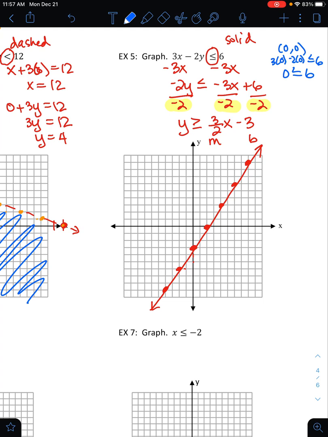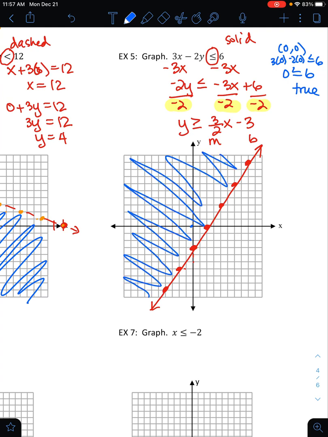So you have to decide, is 0 less than or equal to 6? Yes, 0 is smaller than 6. So here is 0, 0. So that means I'm shading on this side of the coordinate plane, this side of my line.